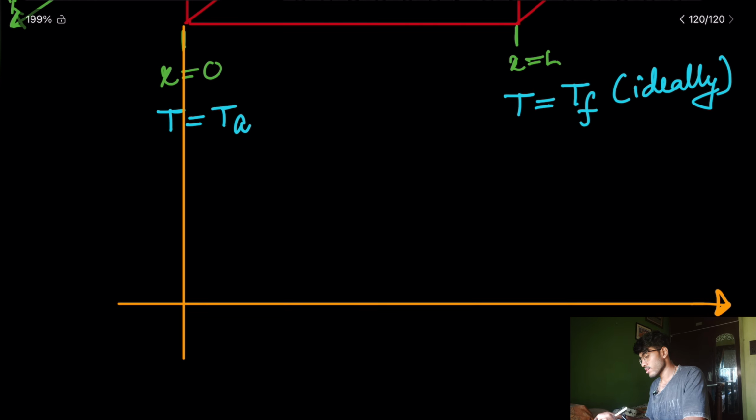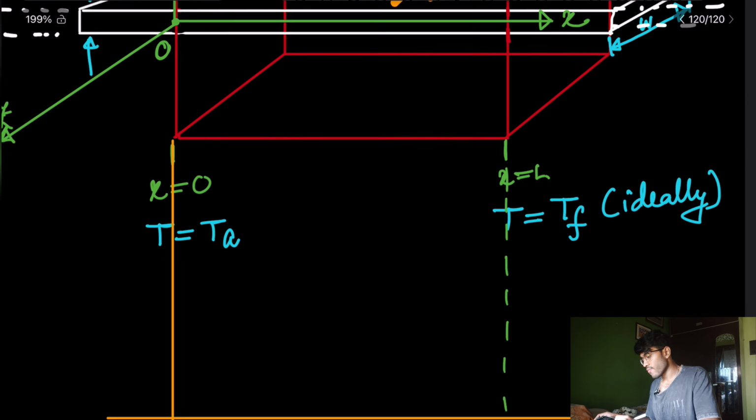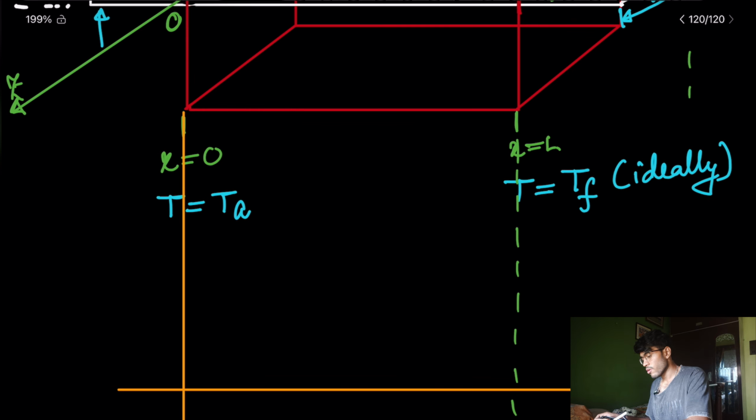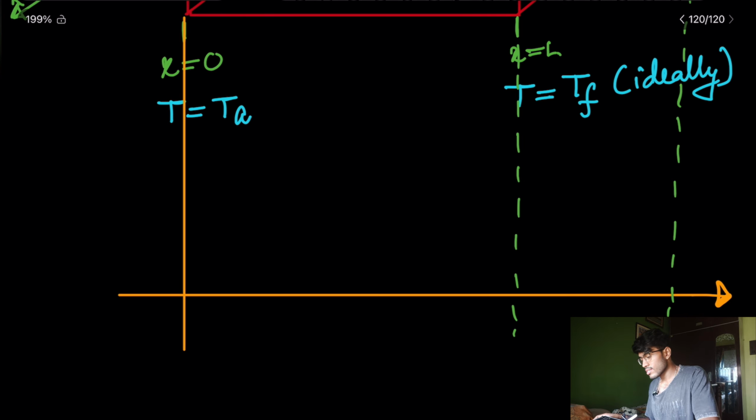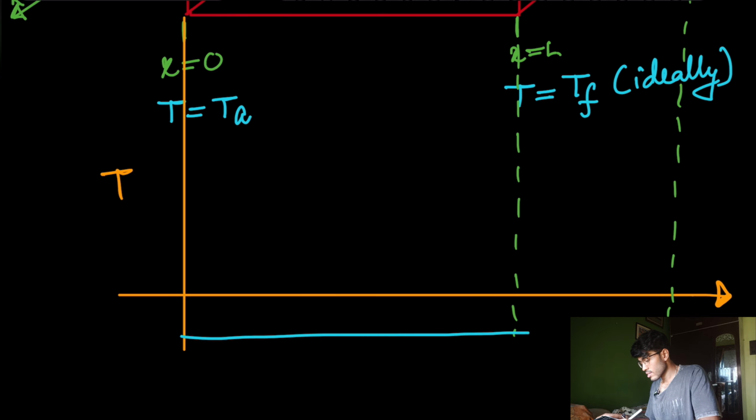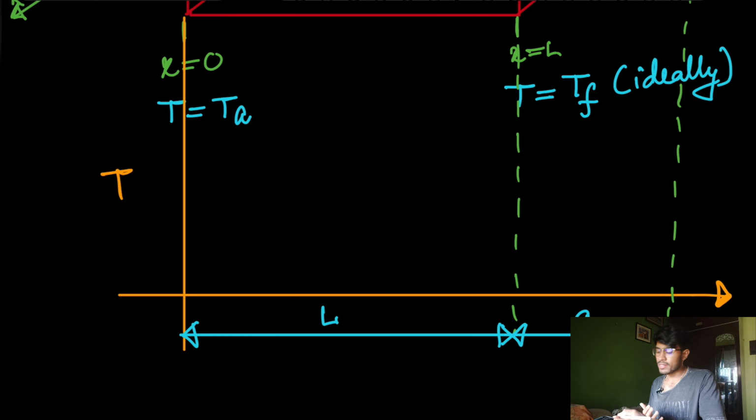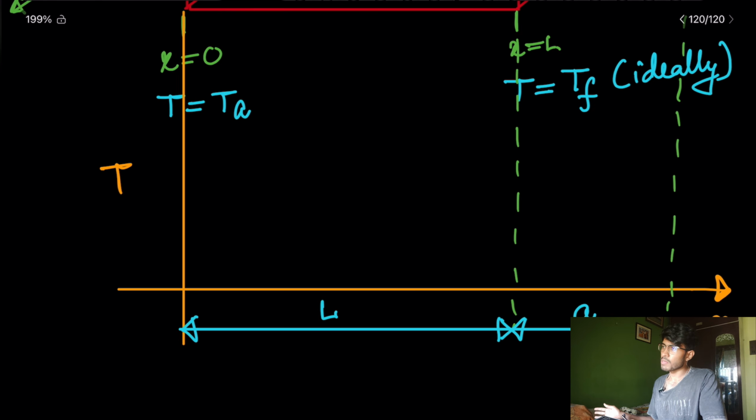So if I draw this here, not only inside the furnace, but you have to draw up to a distance that is far outside the furnace. So in this direction it is x, and here T. This T is the temperature of the rod. This is L, and this is maybe something A. If this L is maybe 1 meter, this A is maybe 1/4 meters.